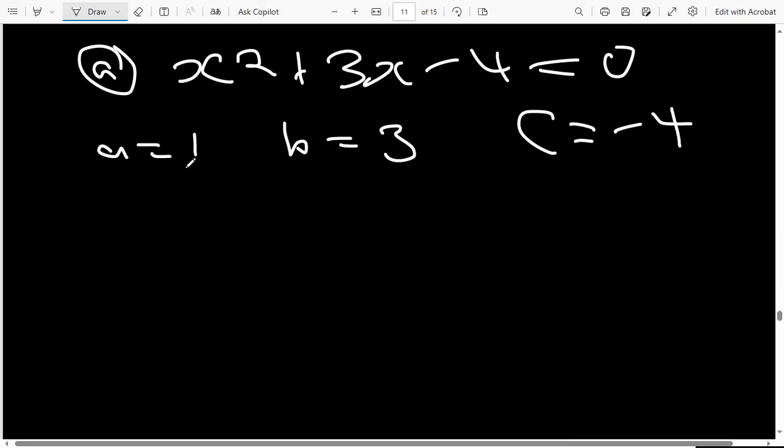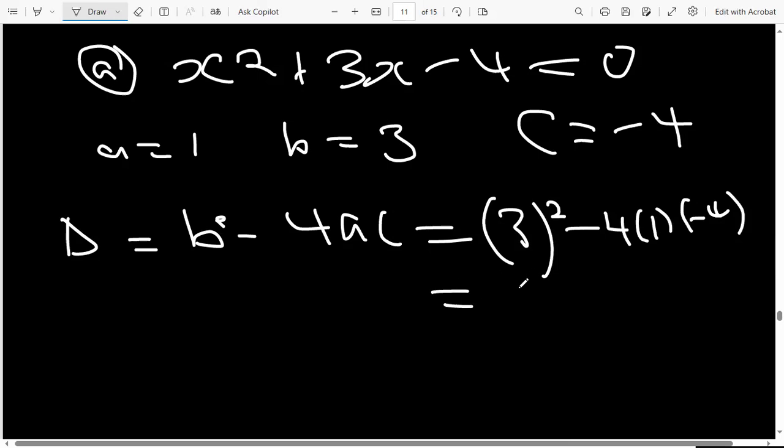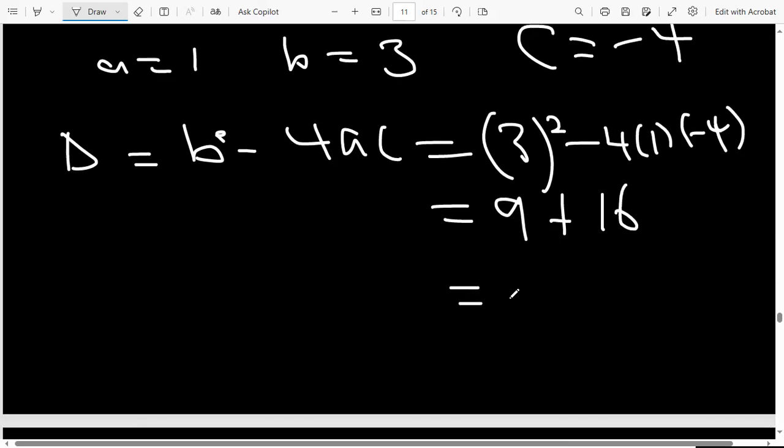And then from here, let's input this into the formula for the discriminant. We know that the discriminant is equal to b squared minus 4ac. So this will be equal to 3 squared minus 4 times 1 times minus 4, which is ac. Here we get 9 from the first part, and then minus 4 multiplied by 1 multiplied by minus 4, which will just be plus 16. So we see here that the discriminant is 25.